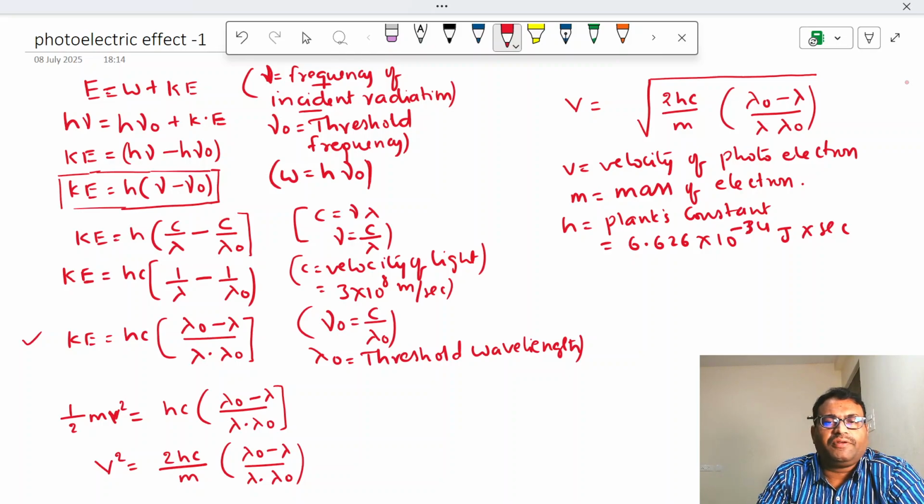Okay. So these three expressions or these three formulae we need to remember. One is kinetic energy, this one also. So three formulae are for calculating the kinetic energy of the photoelectron. Another one is calculating the velocity of photoelectron. Okay.